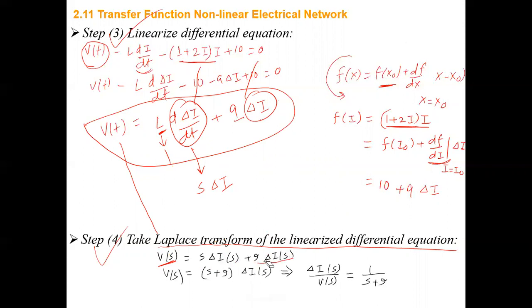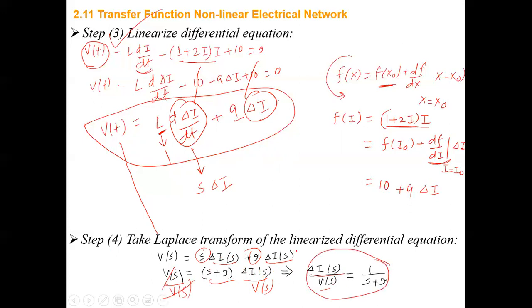So can you guys factor out delta I here? Delta I, delta I. So you factor out, then yes, you got s plus 9, right? s plus 9 is here, then you have VL(s). Divide both sides by VL(s), what do you get? You get delta I over VL(s) equals 1 over s plus 9. Now you are just a step away, you're almost done.